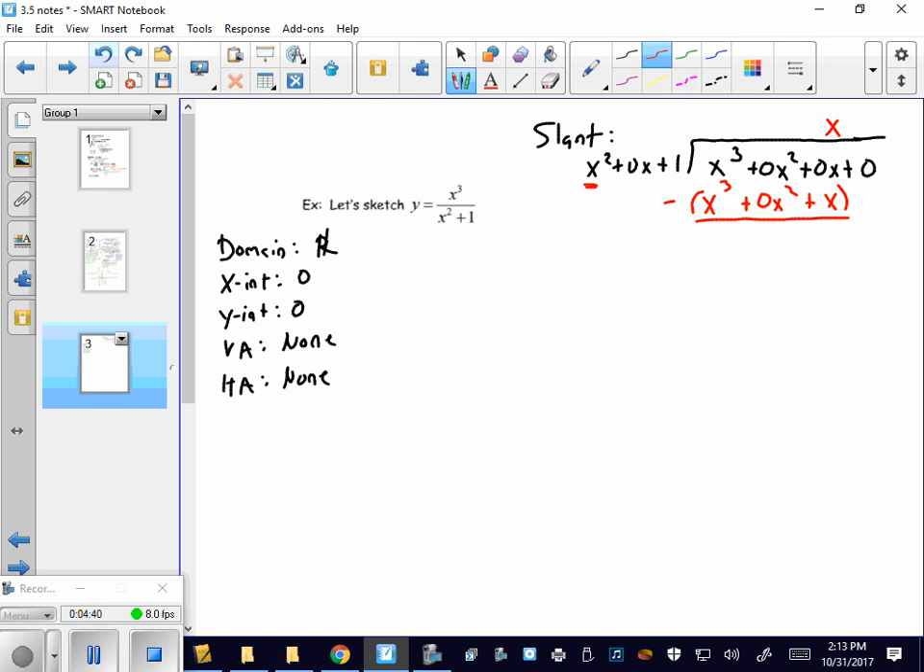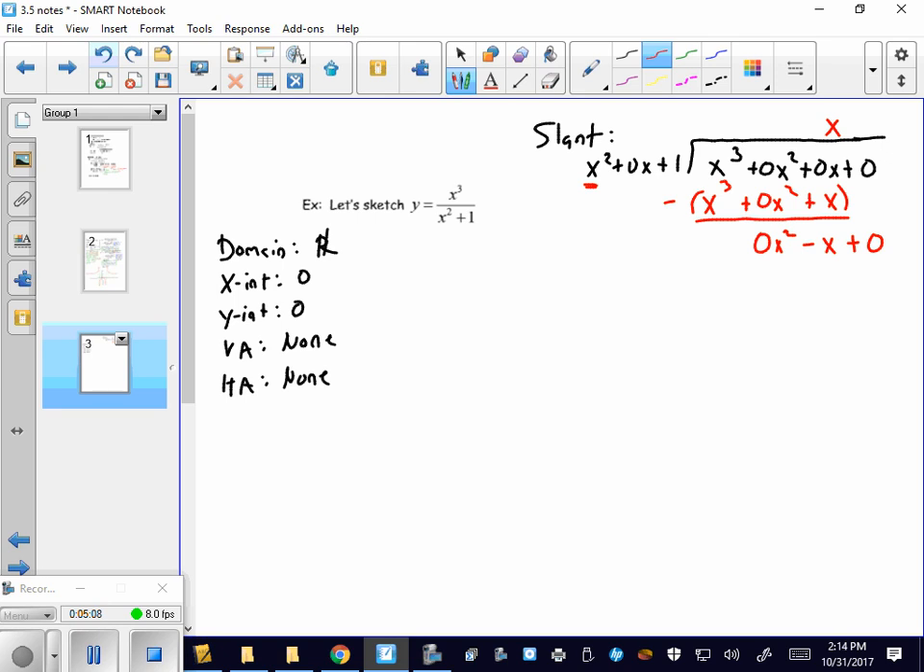And because that should be the next term, I'll write that down. And then I've got 0x minus x, which is just going to be negative x. And then technically you would bring down the next term. Here's the good news. If I take a cubic function, which is what we started with, and divide it by a quadratic function, I'm taking something which is cubic, something to the power of 3, dividing it by something to the power of 2, I should get something to the power of 1.